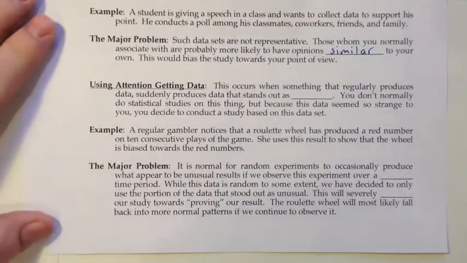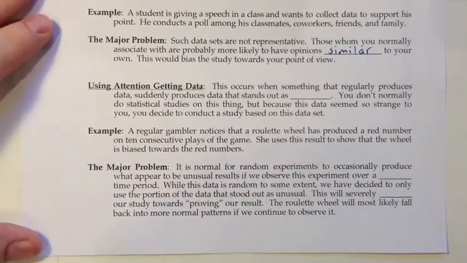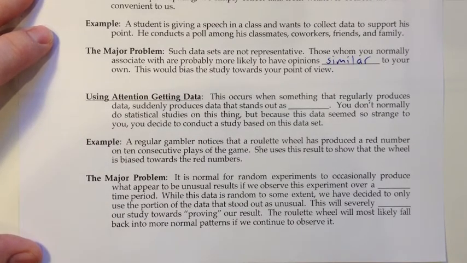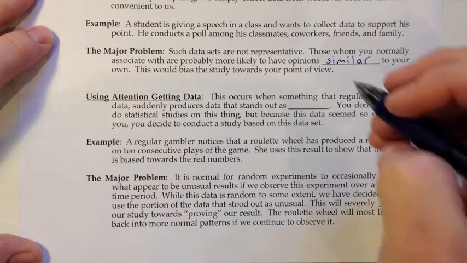And then the next problematic method is referred to as using attention-getting data. This occurs when something that regularly produces data suddenly produces data that stands out as unusual.